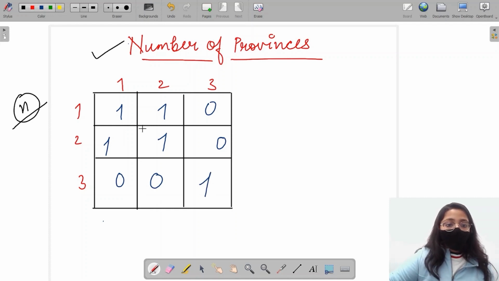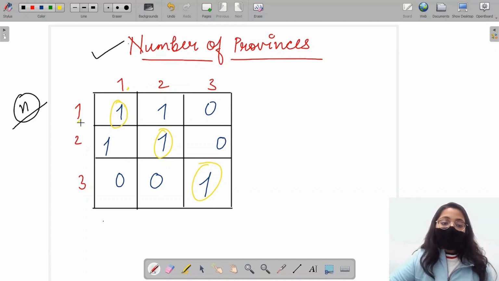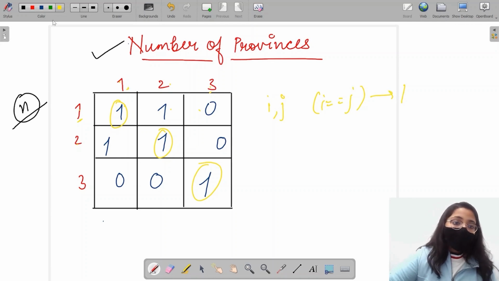So remember that for each grid, diagonals will always be 1. Why? At any position, 1 means that the city I and J are connected to each other, and at any position, 0 means that the city I and J are not connected to each other. So every city is obviously always going to be connected to itself, right? So for 1, 1, 2, 2, 3, 3, or basically any position where I and J are equal to each other, we will always have 1. Okay.